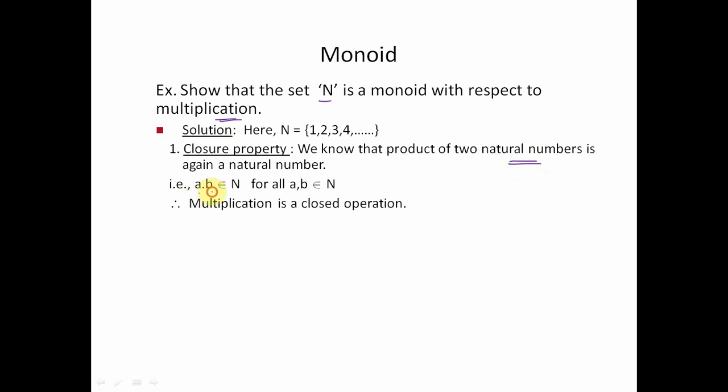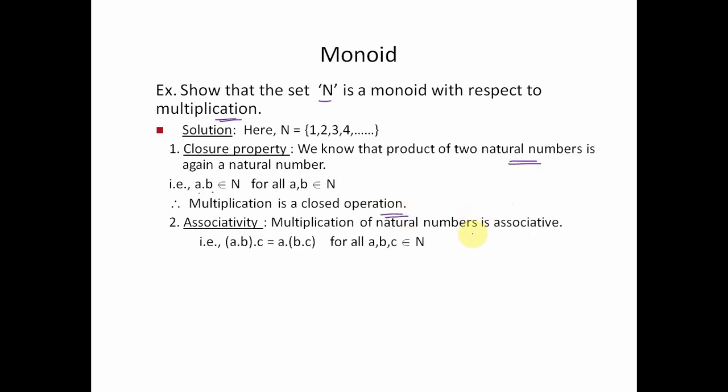So we know that the product of two natural numbers is also a natural number. So if a and b are two natural numbers, then a multiplied by b is also a natural number. You take any two natural numbers, so 1, 2, 3, 10, 20, 100, 500, whatever two natural numbers you take and you multiply them, you will be getting another natural number. So the multiplication is a closed operation.